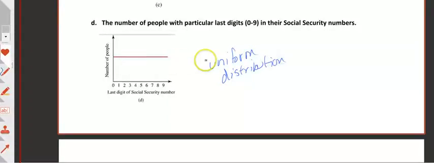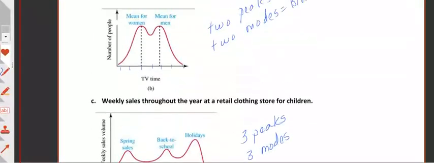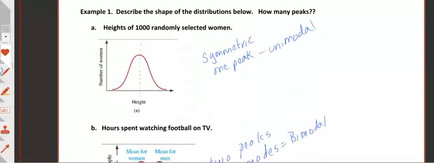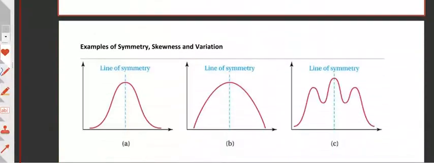No peaks, just basically a flat line. So those are some examples of some shapes of distributions, with respect to maybe their peaks and a little bit on the symmetry. All right, so let's continue.